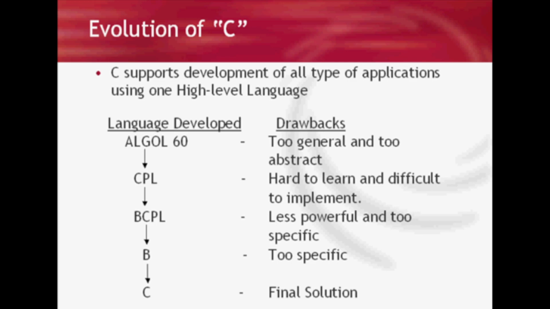Around the same time, a language called B was written by Ken Thompson at AT&T's Bell Labs as a further simplification of CPL. But like BCPL, B is also too specific. Finally, Ritchie inherited the features of B and BCPL, added some of his own, and developed the language C. C supports development of all types of applications using one high-level language.